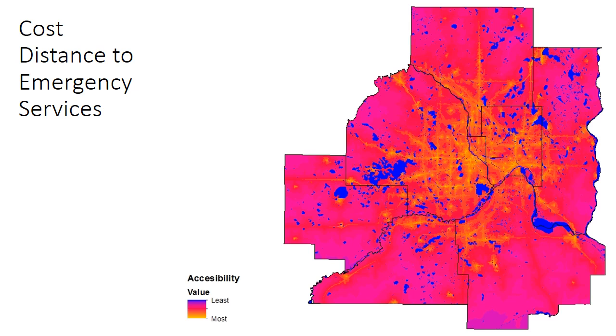And here is the resulting map. Areas that are blue have the least accessibility, and areas that are yellow have the most. So areas where there's a lot more yellow are generally along major highways and paved roads, things like that.